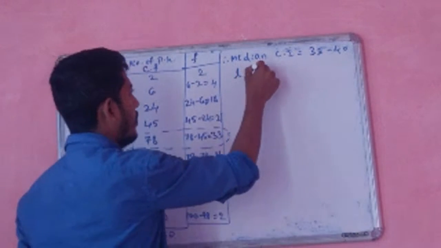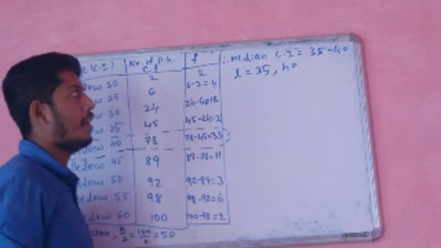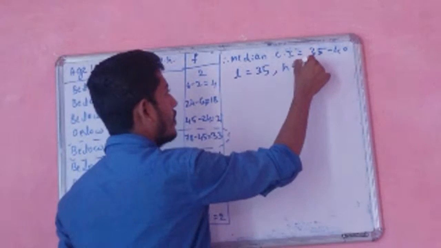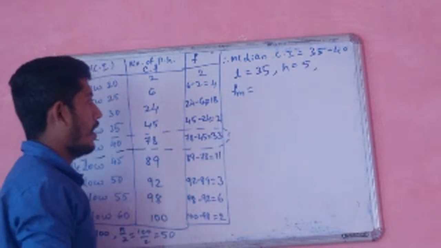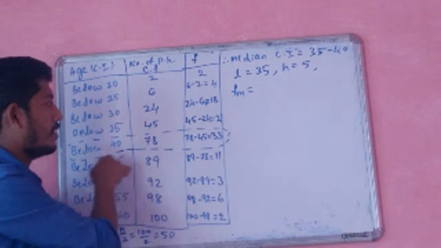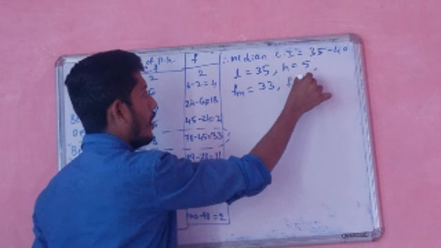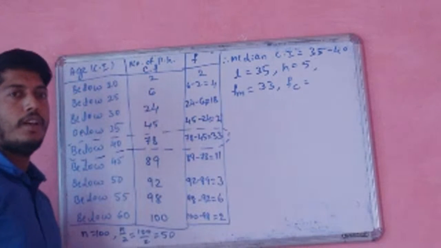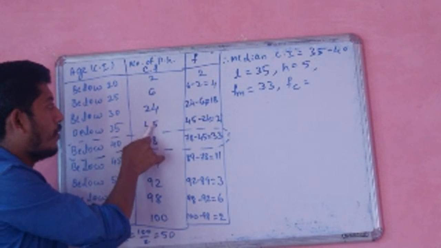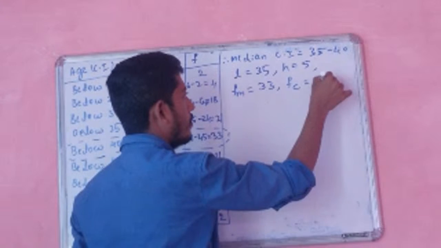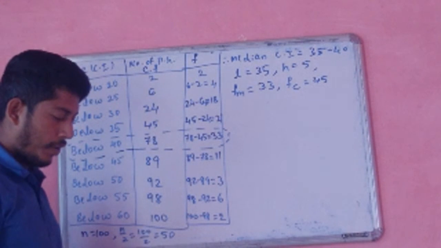And the value of L is 35 here. The value of H is 40 minus 35, which gives 5. Then the Fm value, the frequency of the median class interval: this is the median class interval and its frequency is 33. And the Fc value, that is the cumulative frequency of the preceding class interval. The preceding class interval is 30 to 35 and its cumulative frequency is 45. So now we will substitute the values in the formula.